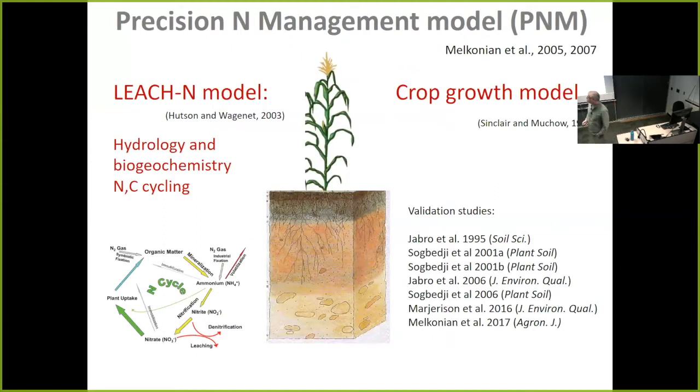So the AdaptN tool uses the Precision Nitrogen Management model, the PNM. It's a model developed here at Cornell by Jeff Melkonian. It's a combination of two different models: a soil chemistry model, LeachN, and a crop growth model of Sinclair. So LeachN does the hydrology and the biogeochemistry of the soil, the movement of water, the transformation of carbon and nitrogen, and that in turn affects the growth of a crop, which in this case is maize, to give a holistic approach to modeling the system.